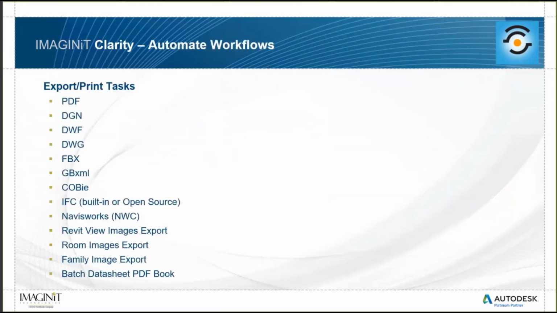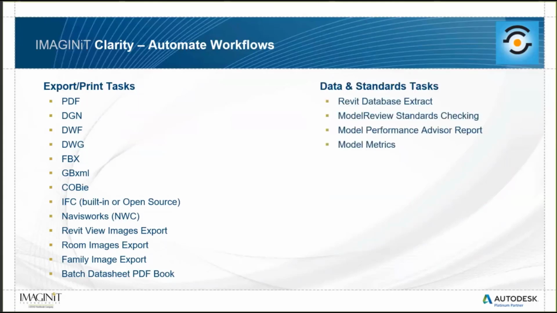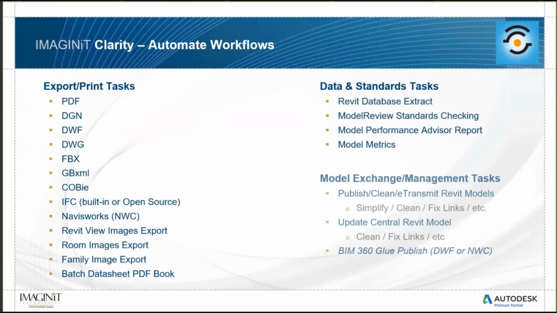So when we look at some of the workflows that Clarity automates, of course, it's going to be the exporting and printing tasks. These are all the ones that we can automate and automatically extract this information, have all the controls for it set up, meaning the exact settings that you need when you're sending these things out, drop these things into folders, send them to other clients, cloud-based sites, and so on. We have some data tasks where we can pull model metrics out for the model metrics analysis, or pull information from the Revit database to populate Clarity with that information.